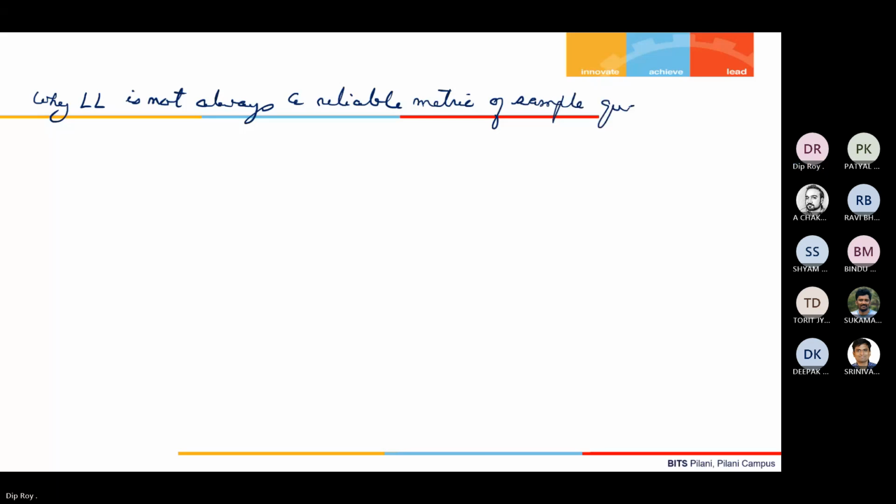Now, when we talk about this first case, let's see why we say so. The question that we are trying to answer is why log likelihood is not always a reliable metric of sample quality. This is the question that we are trying to answer.